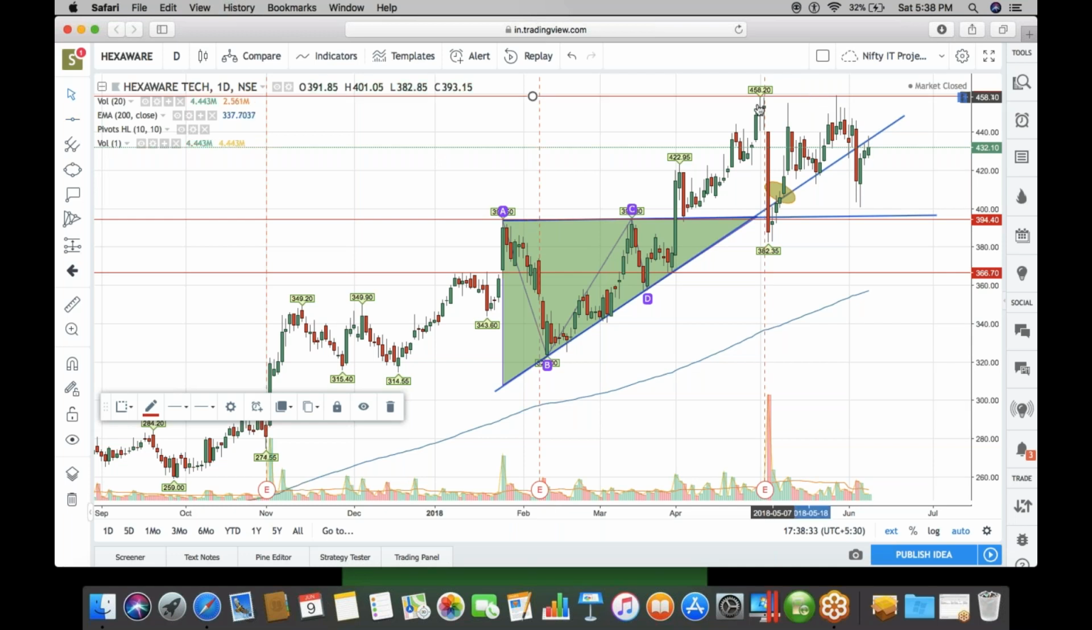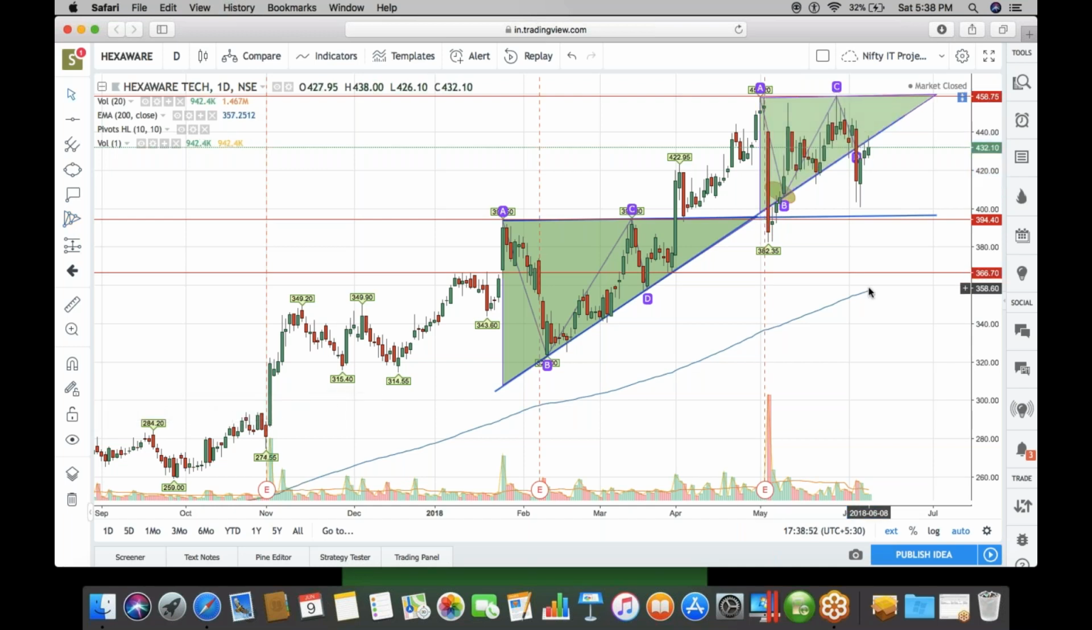That this 458 level is again an upside resistance. This is again an upside resistance. So maybe we have another ascending triangle at our hands. Is it? If we can do some kind of analysis and try to analyze. Yes, we have. We have another ascending triangle which is forming.